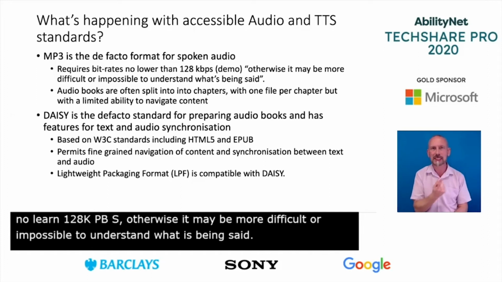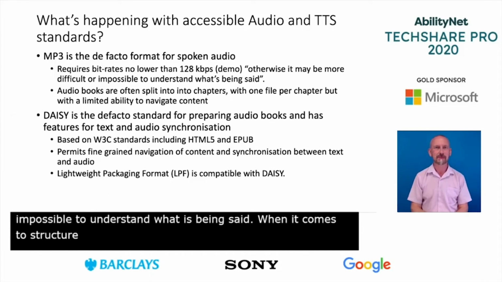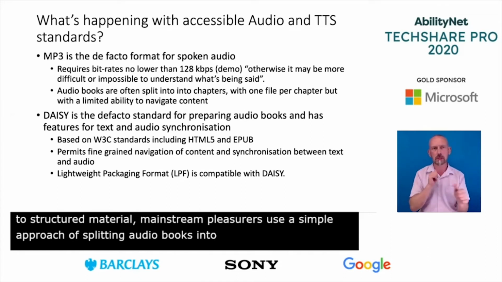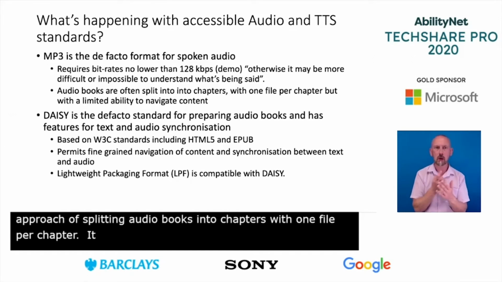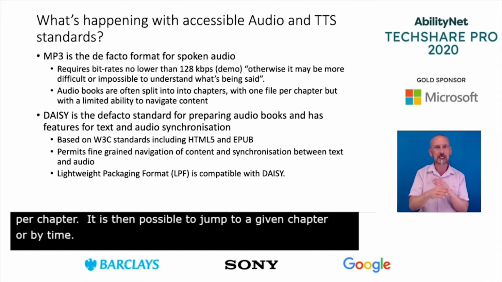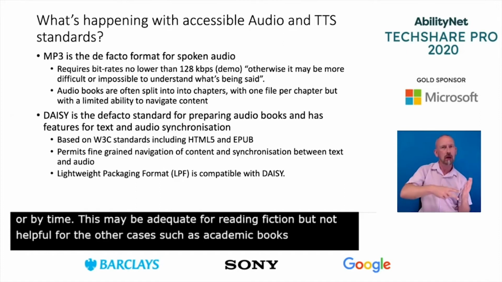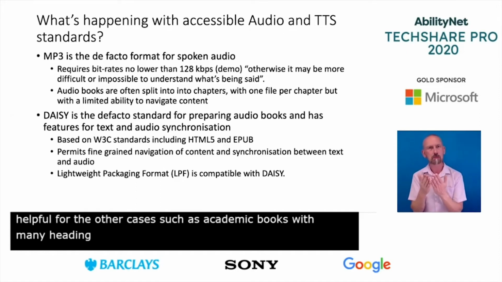When it comes to more structured material, mainstream publishers tend to use a simple approach of splitting audiobooks into chapters, with one file per chapter. It's then only possible to jump to a given chapter, or by time. This may be adequate for reading fiction, but is not helpful for those other cases such as academic books, with multiple heading levels for sections and subsections.